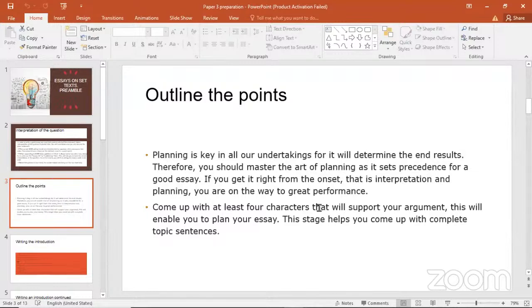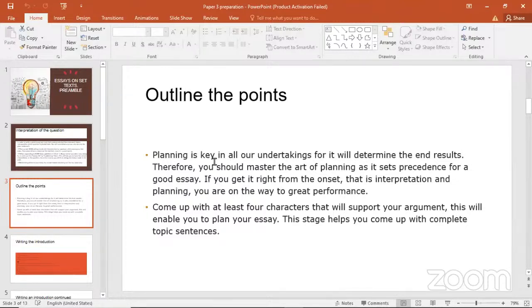Sometimes it can only be one character. You need to understand the question well. Sometimes even the question itself is going to limit you, using this and these characters. Explain. Sometimes it's open, you can use all the characters you have in the book. Again, that's paramount. It all starts from interpretation of the question.